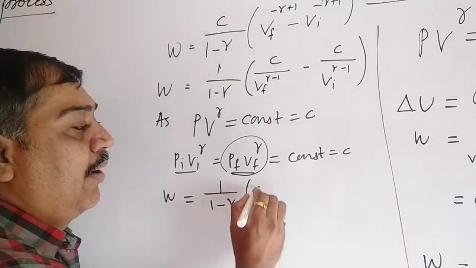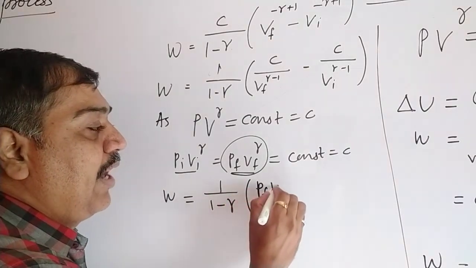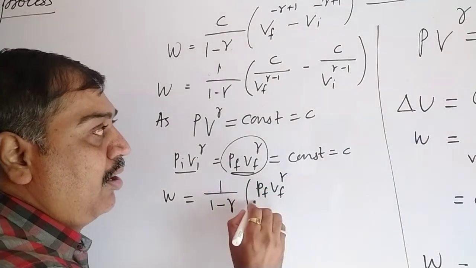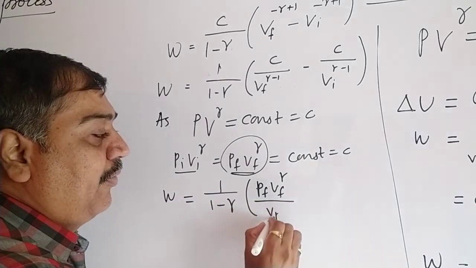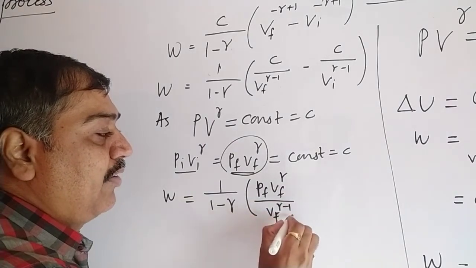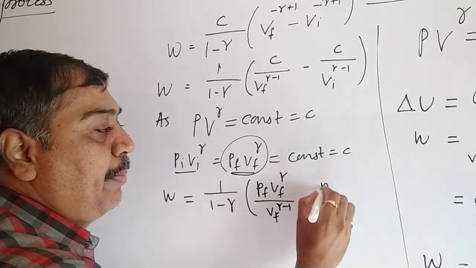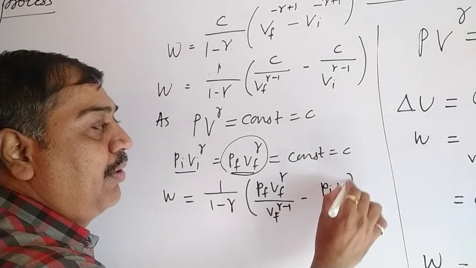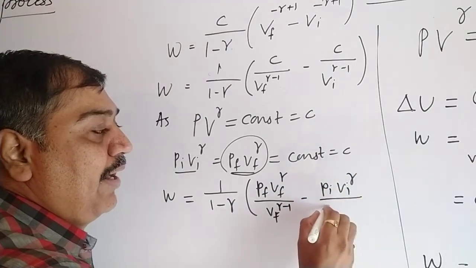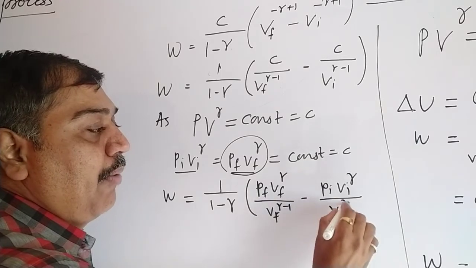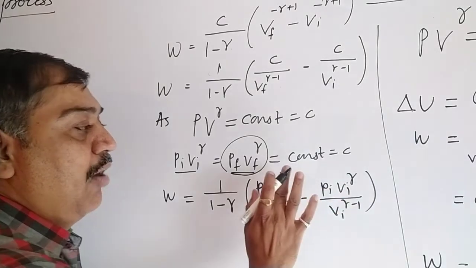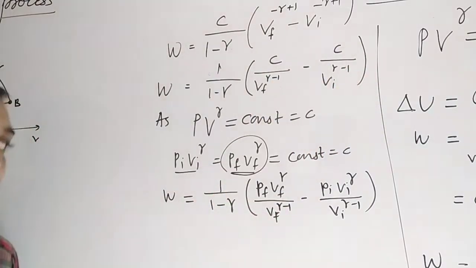So just write down here Pf Vf to the power gamma divided by Vf to the power gamma minus 1, minus Pi Vi to the power gamma divided by Vi to the power gamma minus 1. I have put this value in this equation, we get this.